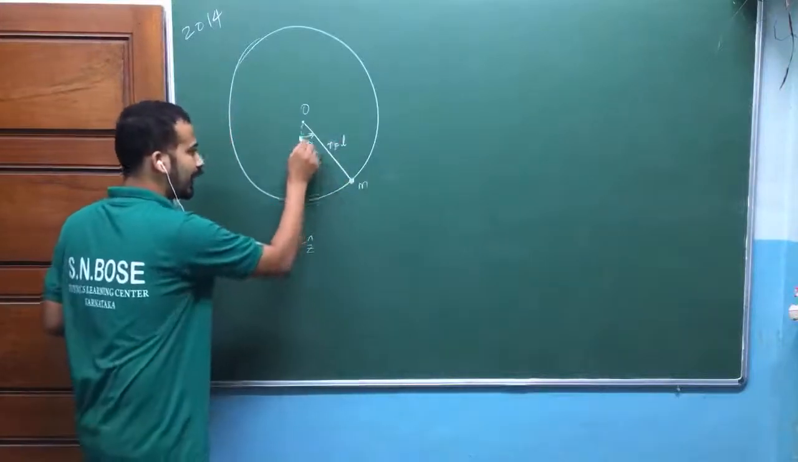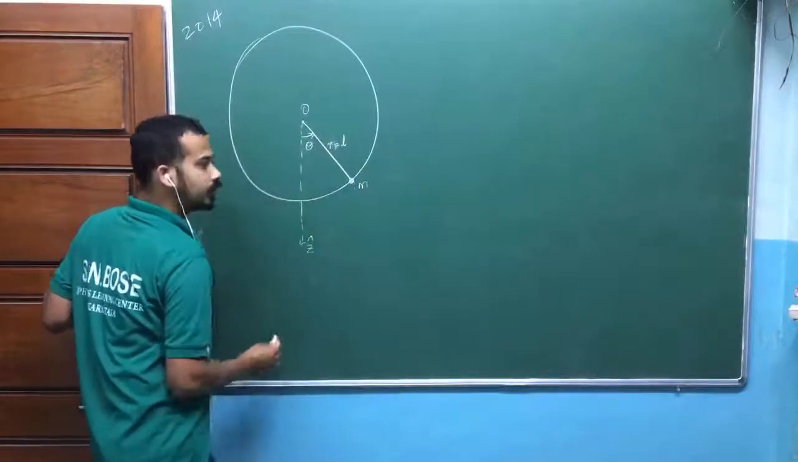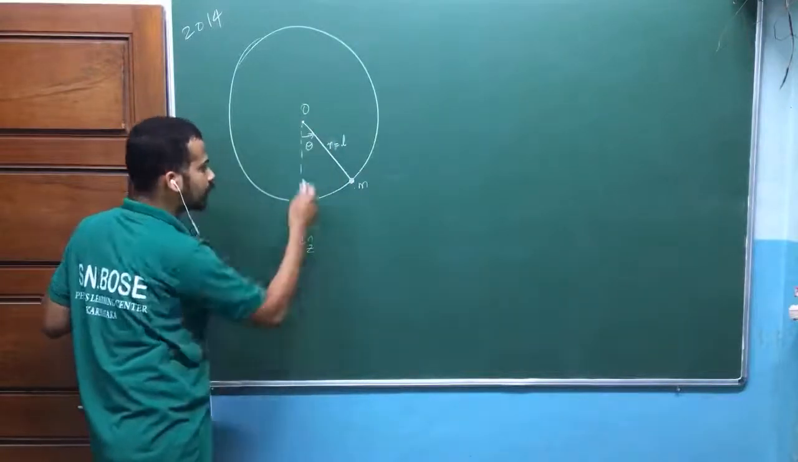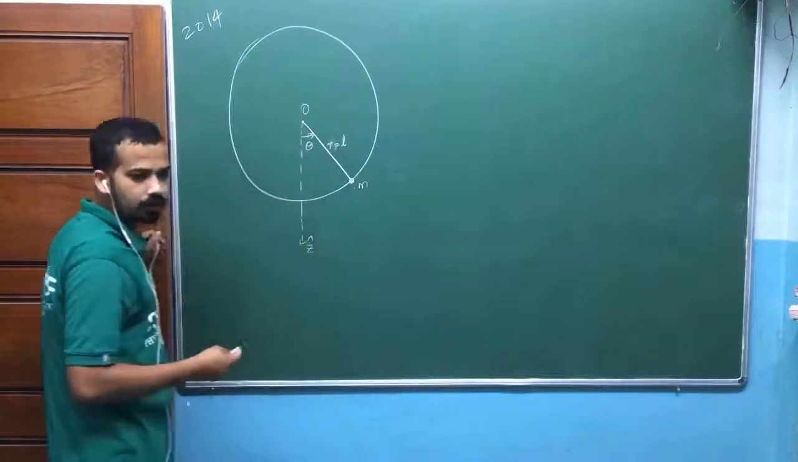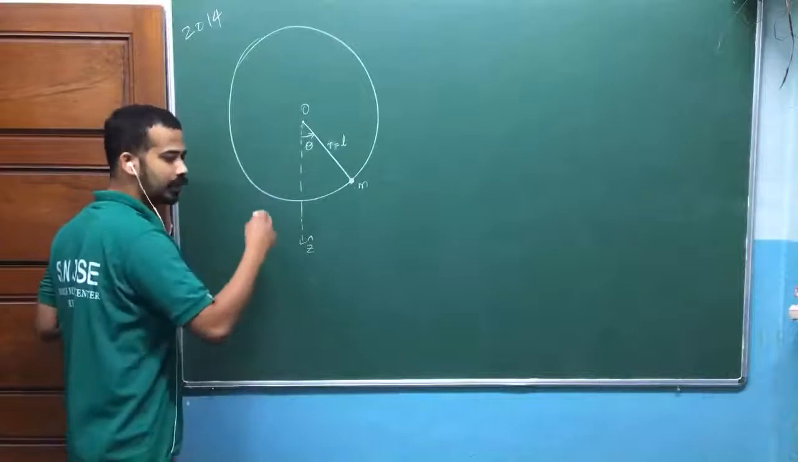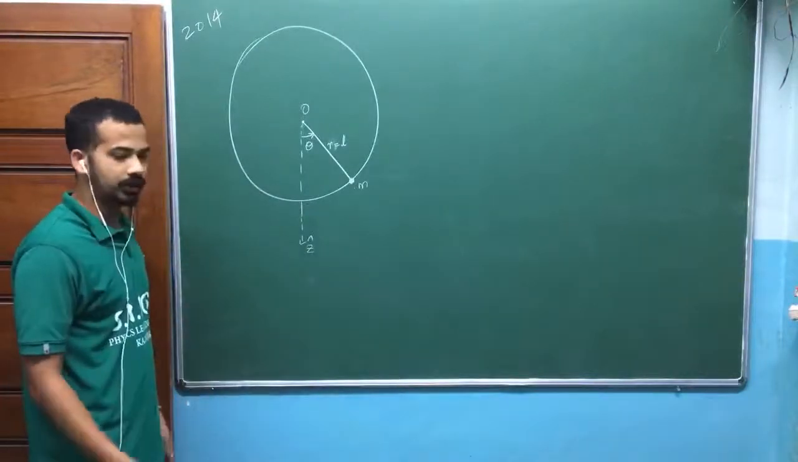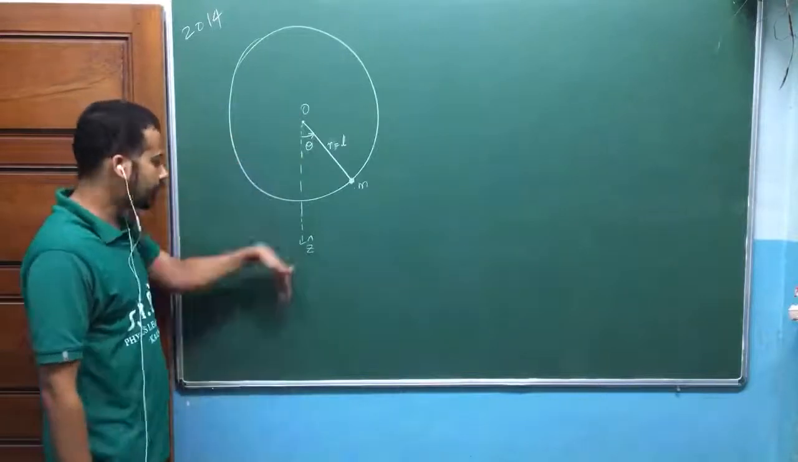So theta is the angle made by your radial vector with the z axis. Am I right? That's why I am going to choose the z axis vertically downward. Why not? God hasn't already mentioned this coordinate system. It's always your choice, it is left to you. That's why I'm going to choose z cap here.